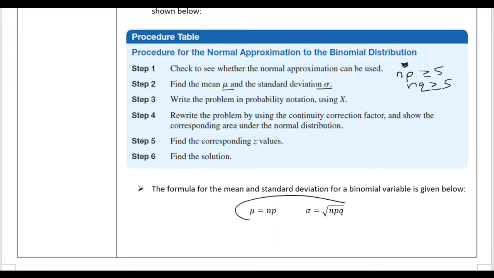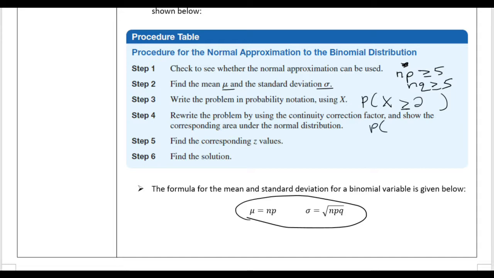Again, I provided the formula here just in case you forgot it. Write the problem in probability notation using x. For example, is it x greater than 2.5, or if it is x greater than 2, for example, greater than or equal to. And then if you want, rewrite it using the continuity correction factor.